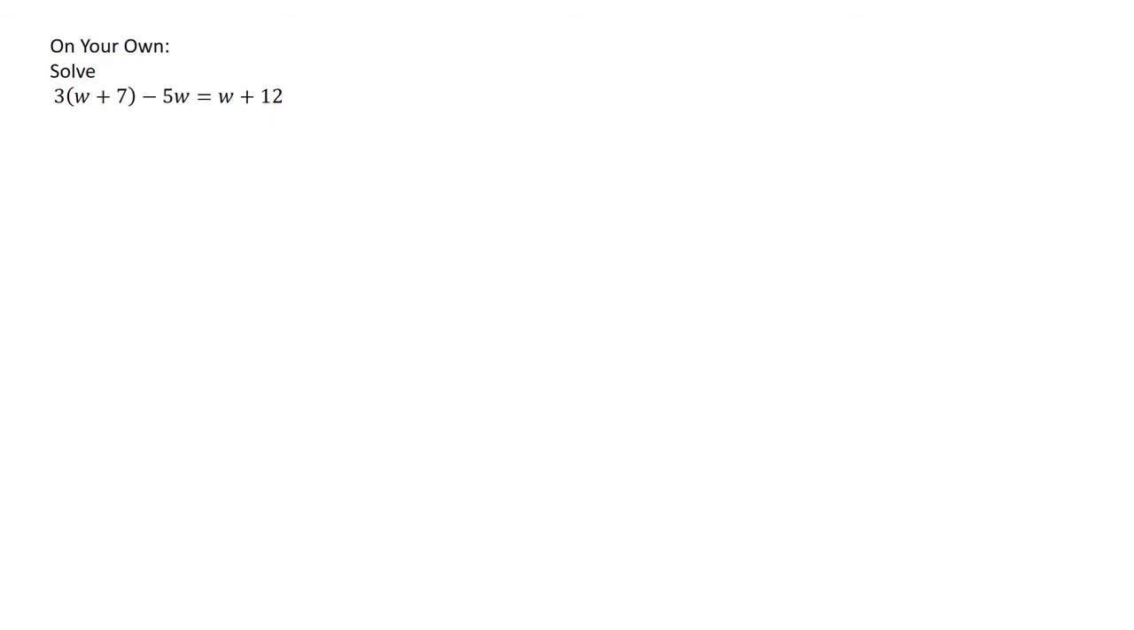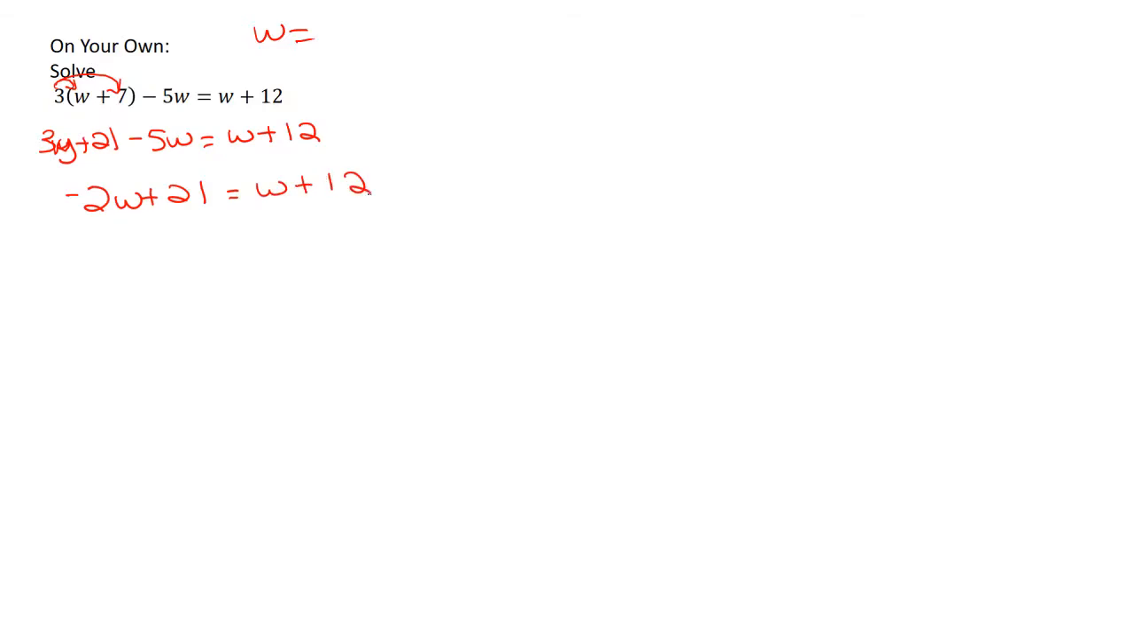Okay, so I'm going to distribute because I like doing the distribution. So I have 3w plus, I distribute my 3 to my 7, 21 minus 5w equals w plus 12. All right, my ultimate goal is to have w equals something. So first of all, I'm going to put my like terms together. I have a 3, I called that y, but it's actually w. 3w plus a negative 5w is a negative 2w plus 21 equals w plus 12.